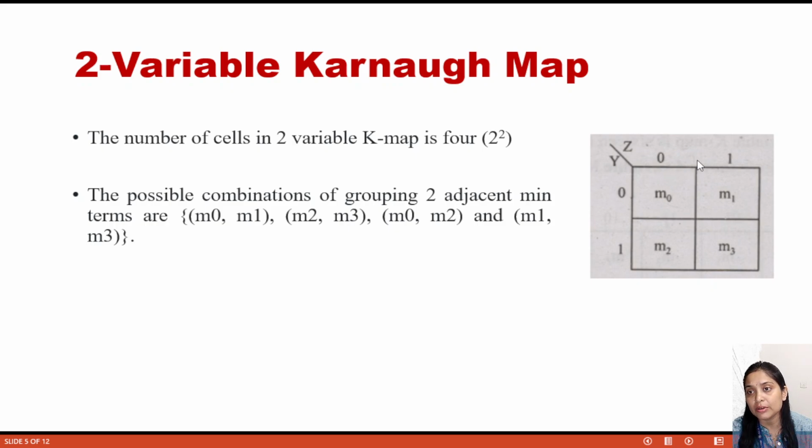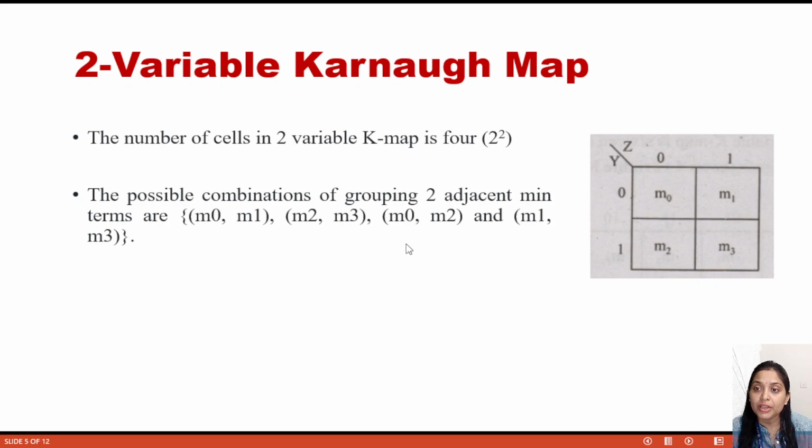This is all a binary representation, so you can only put 0 and 1 values. For z, 0 and 1, and for y also 0 and 1. So this is 0 0 m0, 0 1 m1, 1 0 m2, 1 1 m3. You have to count properly because y is higher order and z is lower order, so you start counting from y to z: 0 0, 0 1, 1 0, 1 1. This is the representation.